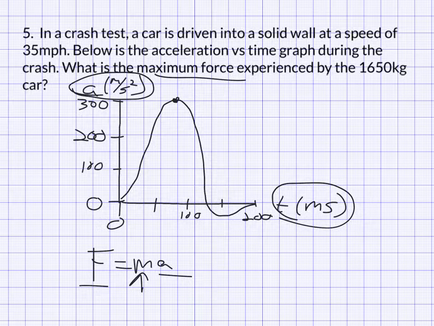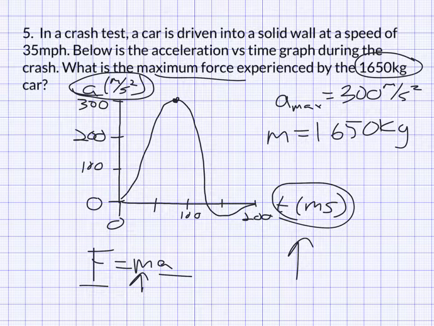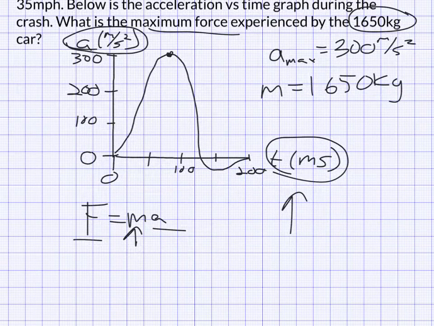So go ahead and say, we'll just pull that out as a given. The max acceleration, a max, equals 300 meters per second squared. Time here doesn't matter. Not a variable we're interested in. It just tells us that it occurred at around 75 milliseconds, but that doesn't really factor in. So let's plug this in. We also have the mass. The mass of the car is 1650 kilograms, which they gave us. So I have acceleration, I have mass, and I have my equation.